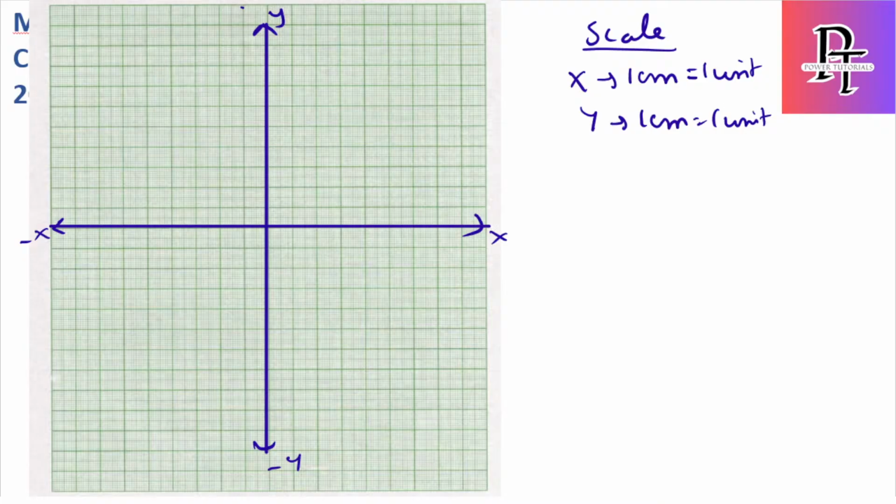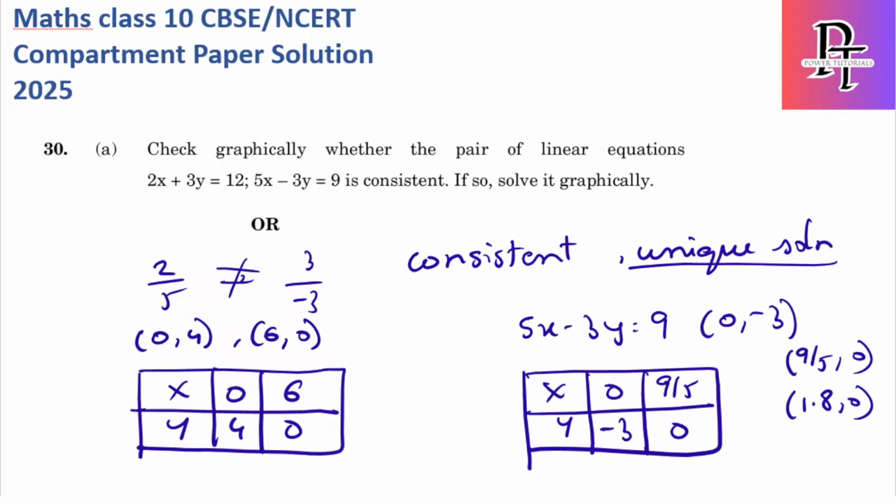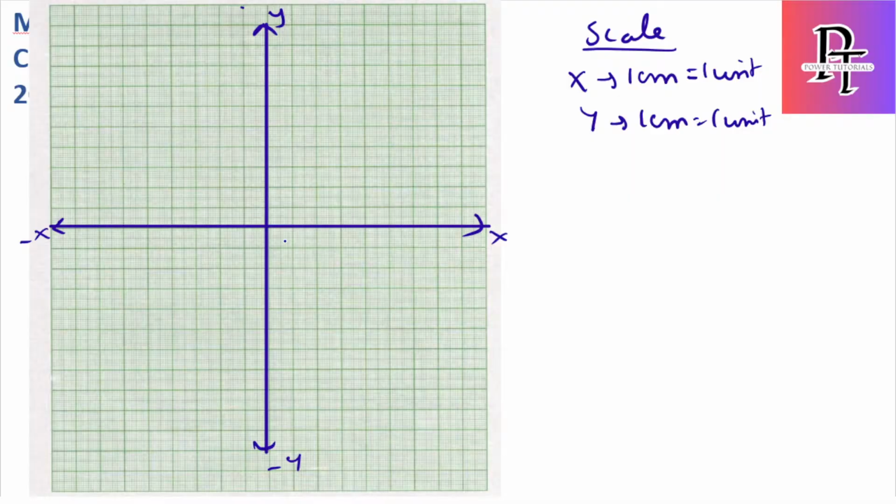Okay, now let's plot the first line, (0, 4) and (6, 0). X is 0, y is 4. You have to write the numbers 1, 2, 3, 4, 5, 6, 7. Same on the left side, minus 1, minus 2, minus 3, minus 4, minus 5, minus 6, minus 7. On the bottom, minus 1 to minus 7. Same on top, 1, 2, 3, 4, 5, 6, 7.